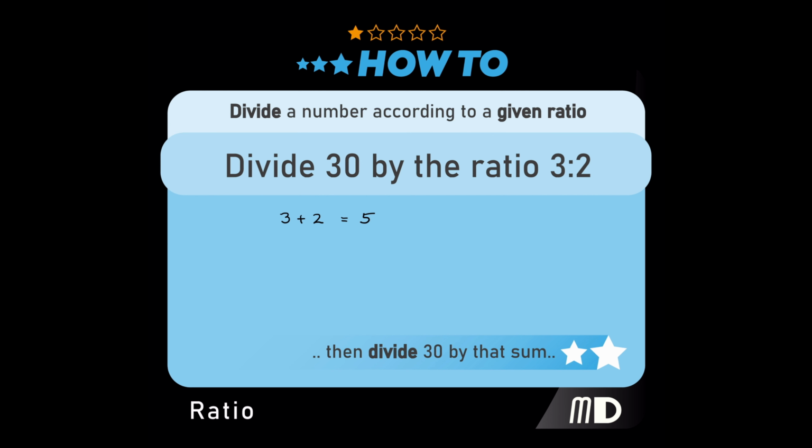Next, we need to divide the amount given to us, which is 30, by the sum of the digits in the ratio, which was 5. And 30 divided by 5 is equal to 6.